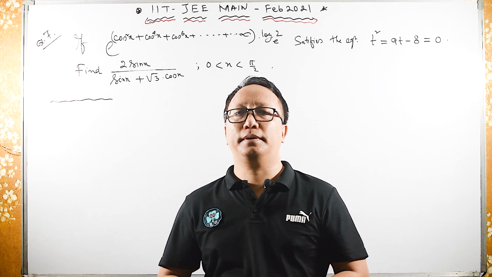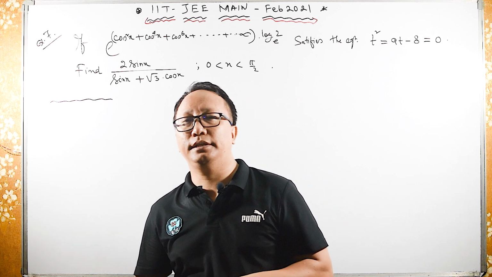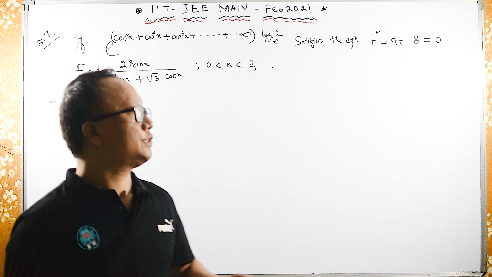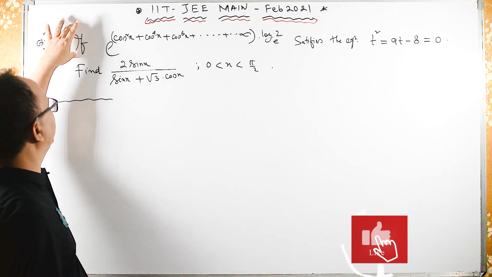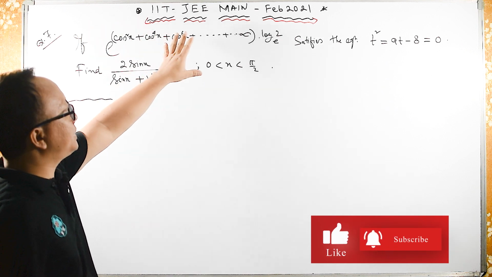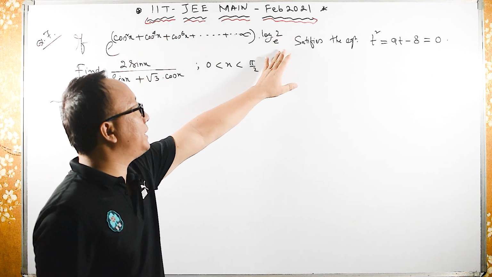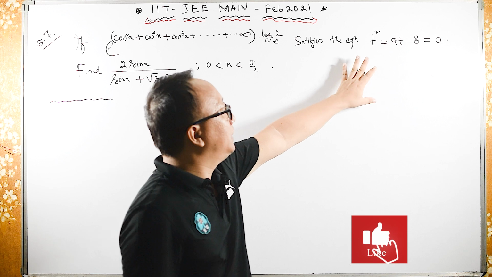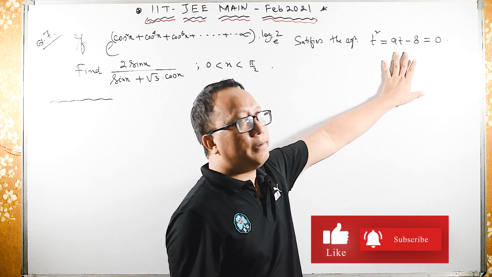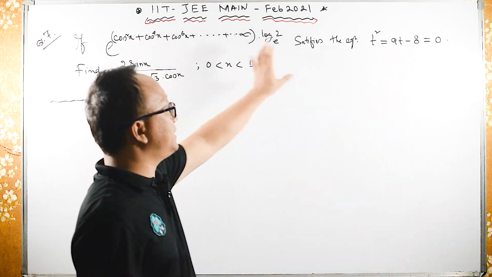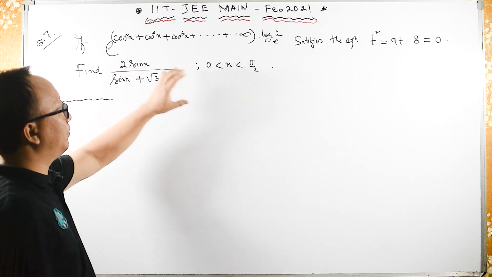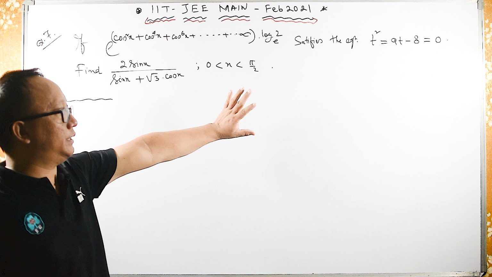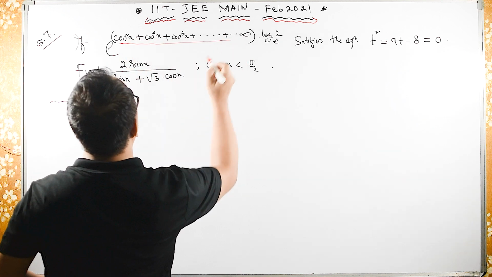This question was asked by IIT JEE Main in the year 2021, and this is question number 7. Now, if e raised to this into log of 2 to the base e satisfies the equation t square minus 9t plus 8 equals 0, then we need to find this value, but where x lies in the first quadrant. Now, let's see this first.